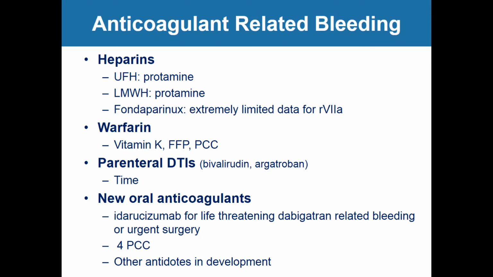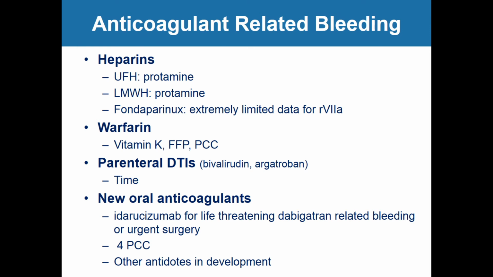For warfarin, we will discuss warfarin reversal in greater detail. Vitamin K, fresh frozen plasma, and prothrombin complex concentrates can be used to reverse warfarin depending on the urgency and degree of bleeding. For parenteral direct thrombin inhibitors such as IV bivalirudin or IV argatroban, the only reversal agent available is that of time. Bivalirudin has a half-life of 25 minutes, argatroban 45 minutes in patients with normal renal or liver function.